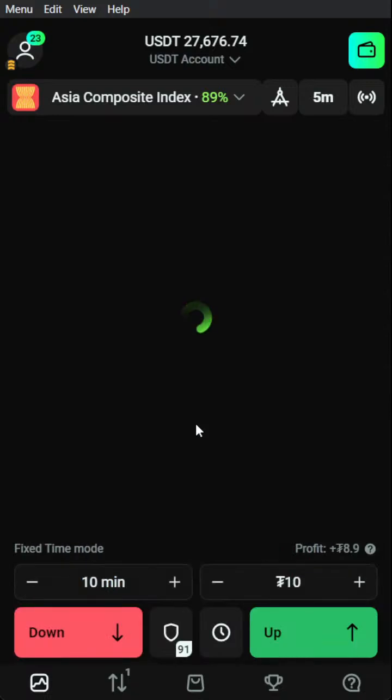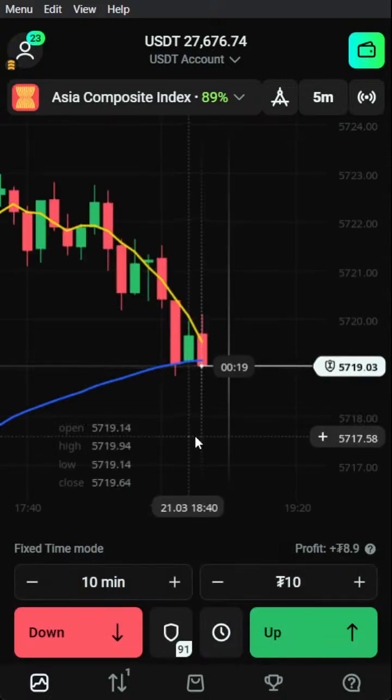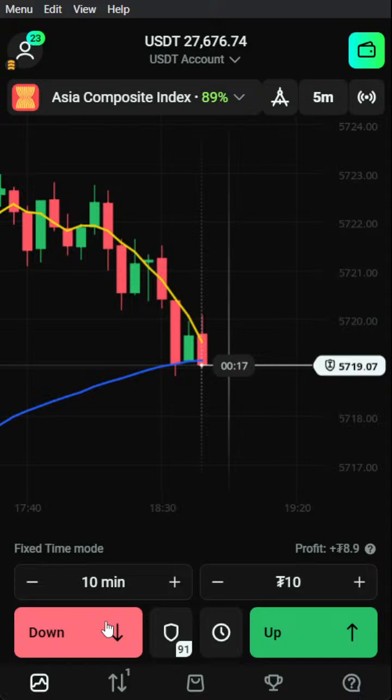Alrighty, let's check Asia, guys. Still we are waiting, but yes, I think after this candle, as soon as this ends, we will see a down trade here.